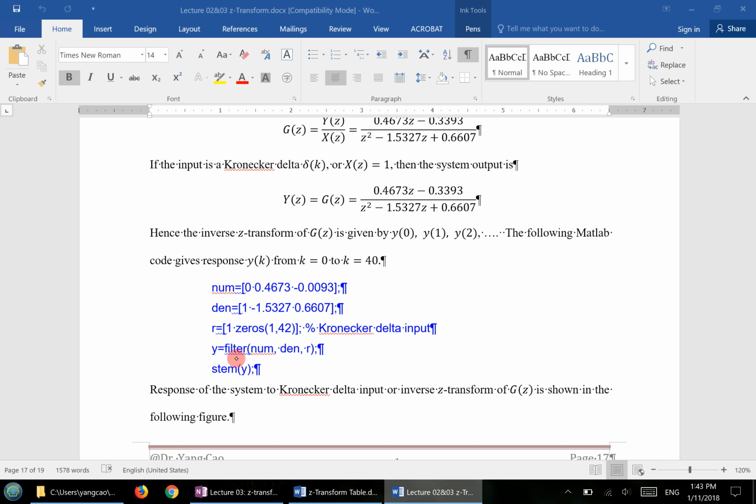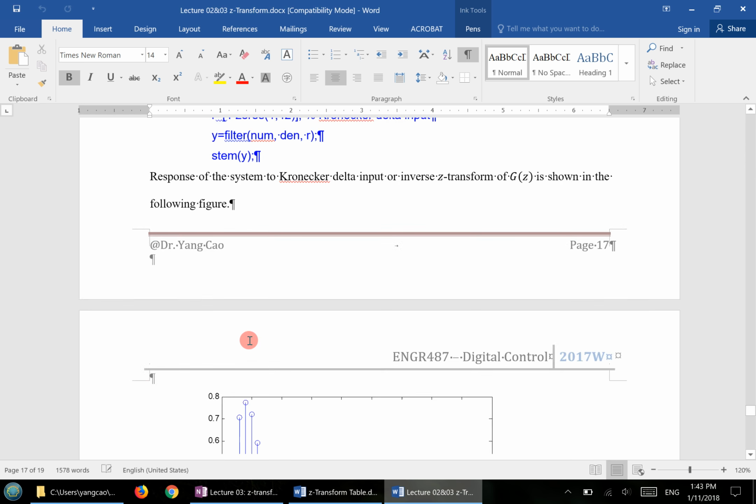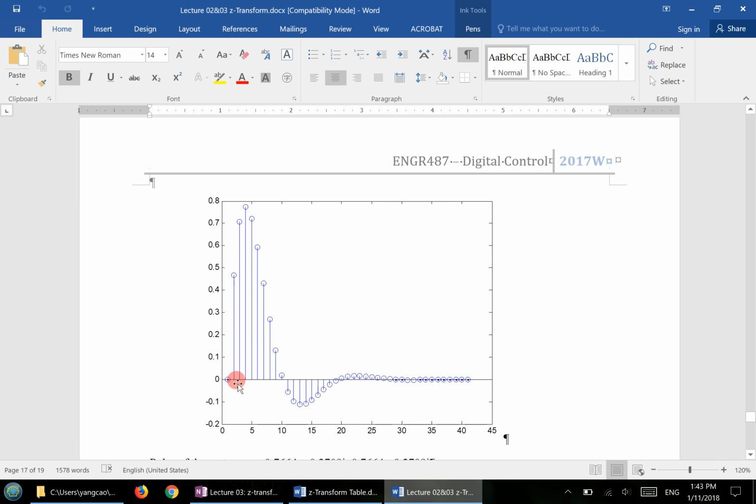Then you can use the MATLAB command called filter. This one is probably in the DSP toolbox. You use the filter command given the numerator, denominator, and input. So that's the system concept: you have a system represented by the numerator and denominator, you have the input represented by r, and the command filter will give you the results of the impulse response. So you get a response, which is y of k, looking like this.